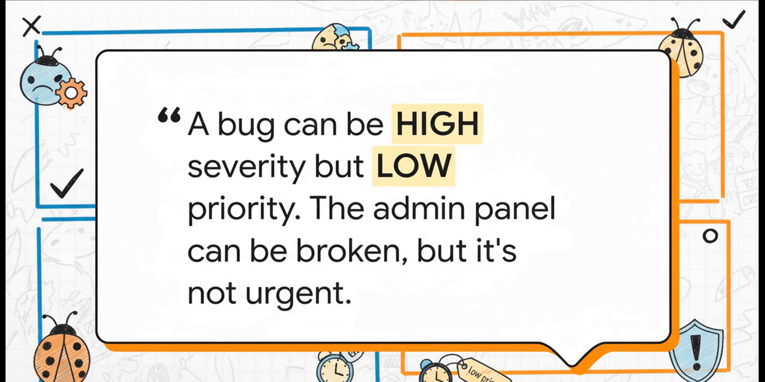But here's where it gets really interesting. It's the spots in between, the ones that aren't so obvious. So get this. You can actually have a bug that is high severity, but low priority. And you're probably thinking, wait, how is that even possible? Well, check this out. Imagine the admin panel, the back-end tool only the developers see. Imagine it's totally, completely broken. Technically, that's a huge problem, so high severity. But since none of us, the actual users, can see it or are affected by it, fixing it isn't urgent. It's low priority. It can wait.